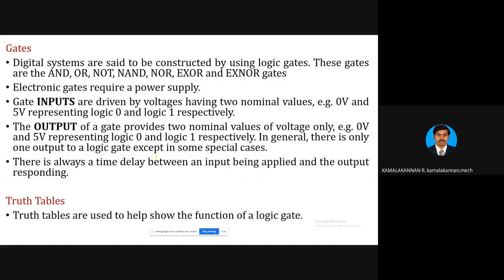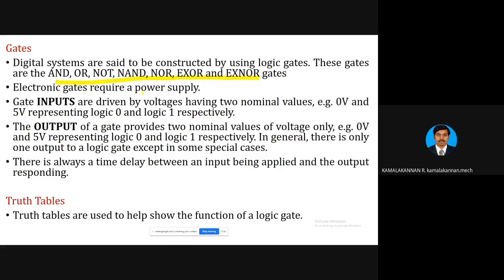Next, we have seen some of the ladder logic basics. Now we are going to see the gates we are using in the ladder logic. I think there are 7 different types of gates available: AND, OR, NOT, NAND, NOR, exclusive OR, and exclusive NOR. These are the 7 different types of gates which are used in the digital system. Even for PLC, the same 7 types of gates are used.